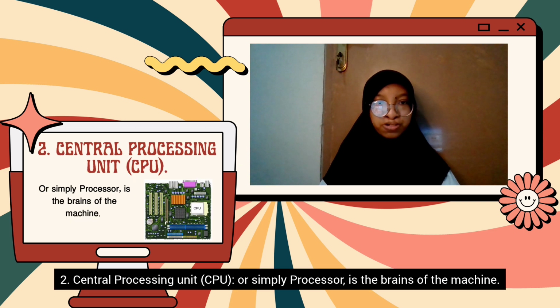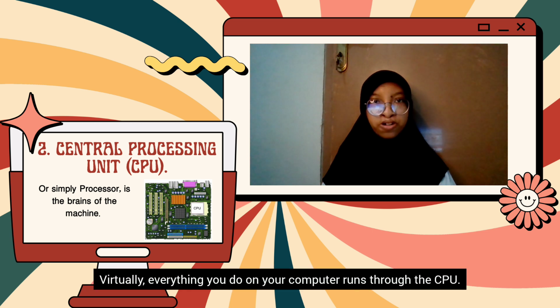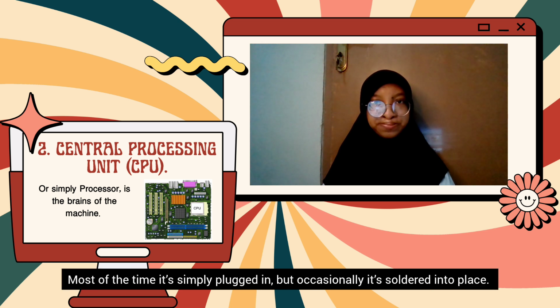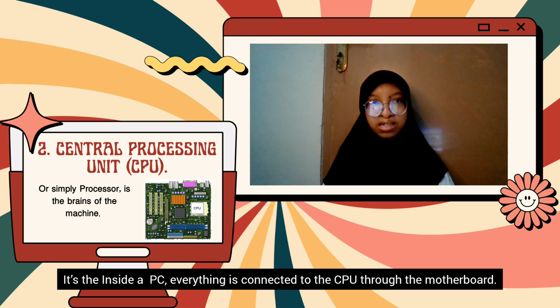2. Central Processing Unit, CPU. A processor is the brains of the machine. Virtually everything you do on your computer runs through the CPU. The CPU is mounted onto the motherboard in a socket. Most of the time, it's simply plugged in, but occasionally it's soldered into place. If it's inside a PC, everything is connected to the CPU through the motherboard.